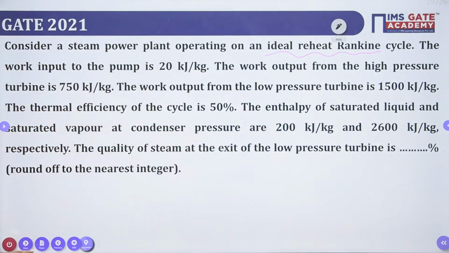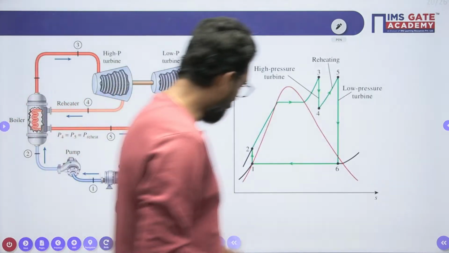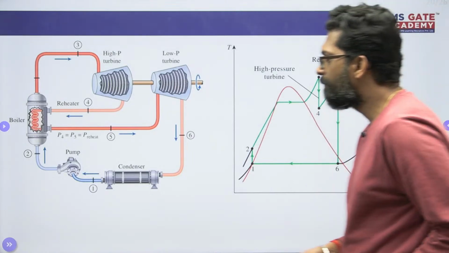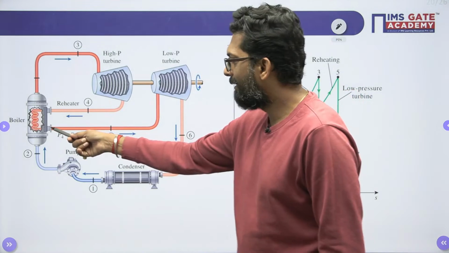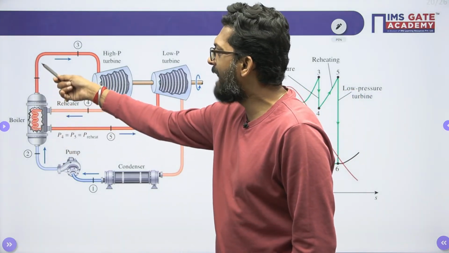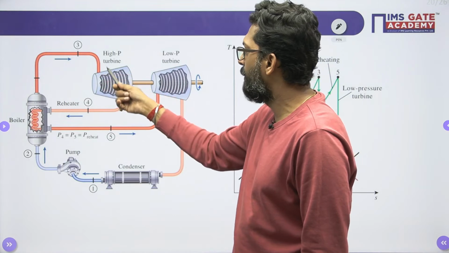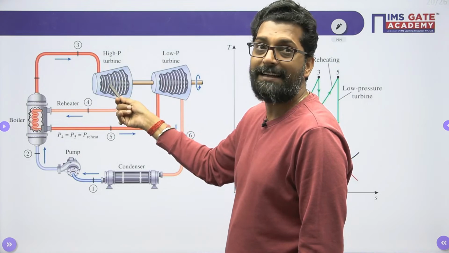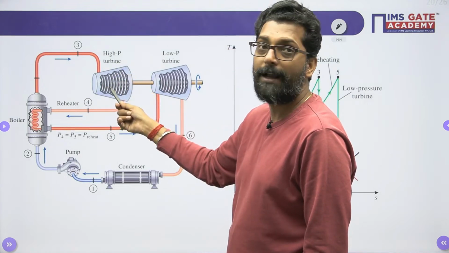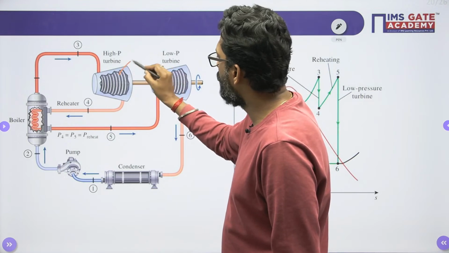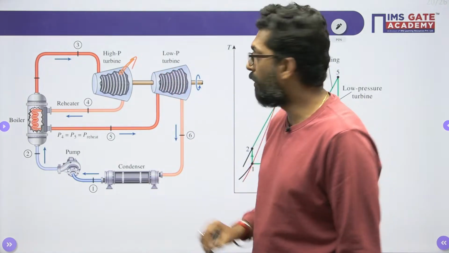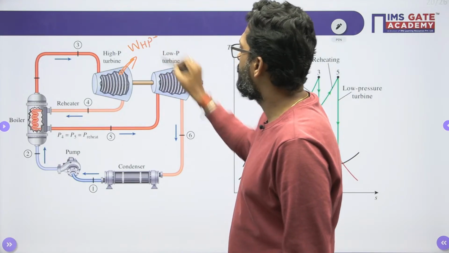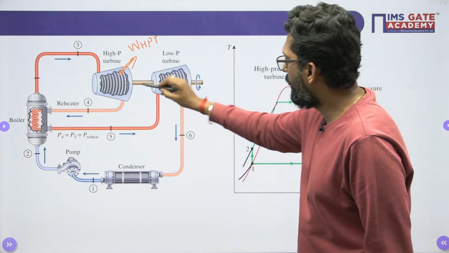Okay, so see this one. This is your reheat cycle. What are the components there? This is your boiler. From the boiler, the high pressure and high temperature steam will enter the first turbine, and that turbine is called the high pressure turbine, where the work is output. So this is your work output from the high pressure turbine.